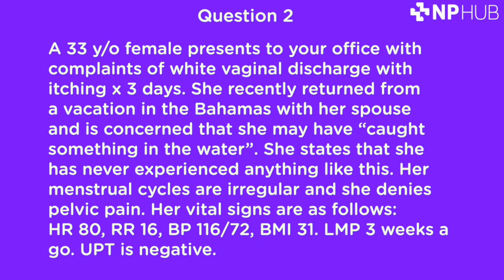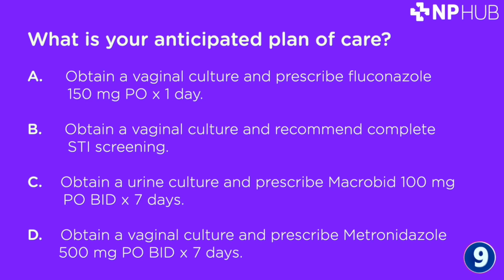Question 2. A 33-year-old female presents to your office with complaints of white vaginal discharge with itching for 3 days. She recently returned from a vacation in the Bahamas with her spouse and is concerned that she may have caught something in the water. She states that she has never experienced anything like this. Her menstrual cycles are irregular and she denies pelvic pain. Her vital signs are as follows: heart rate 80, respiratory rate 16, BP 116/72, and BMI 31. Her last menstrual period was 3 weeks ago, and her urine pregnancy test is negative today. What is your anticipated plan of care?